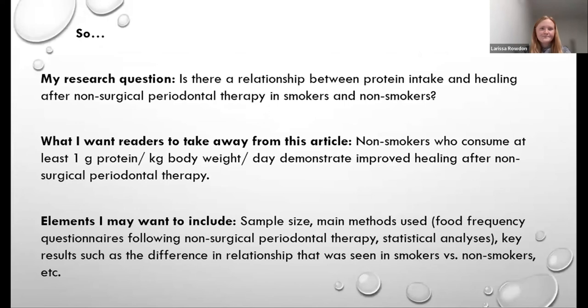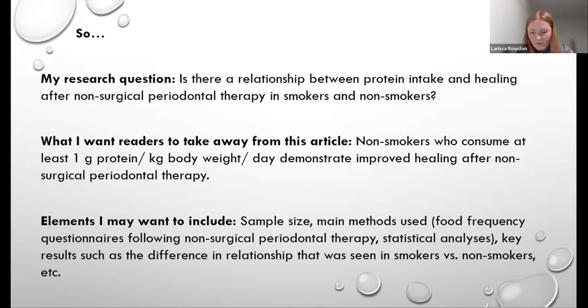So just a quick recap. I have my research question. I know what I want my readers to take away from this article. And then I was trying to think of elements that I might want to include. So I might want to mention the sample size, some of the main methods that were used, so food frequency questionnaires, and then maybe mention what statistical analyses, and then the key results, of course.